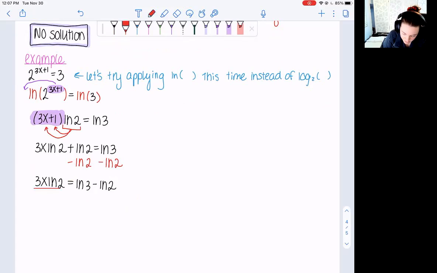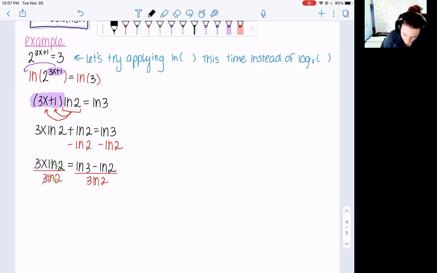And then I can divide both sides by 3 ln 2. So the 3's would cancel. Let me just show you. The 3's would cancel, and the ln 2's would cancel. And you get this answer.